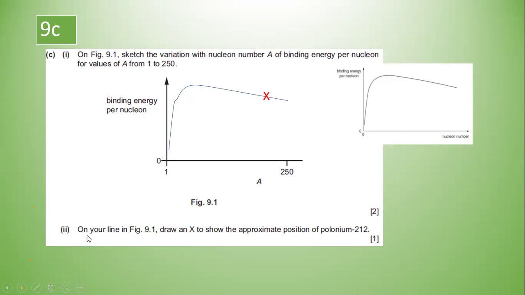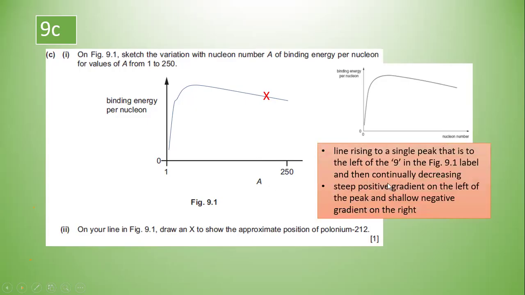And then on your line in figure 9.1, draw an X to show the approximate position of 212. Uranium is 238 here. That's the last one there, 238, nearly 250. So it's somewhere around here. That's what the marking scheme looks for.